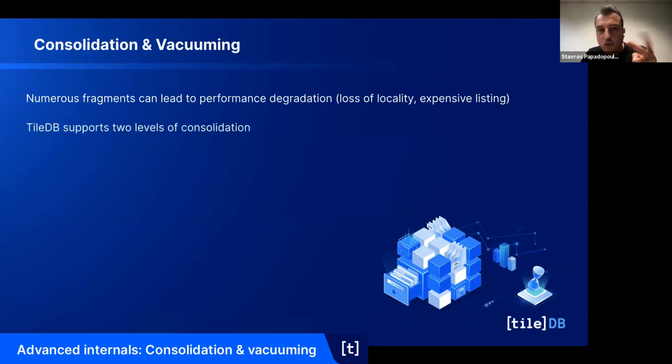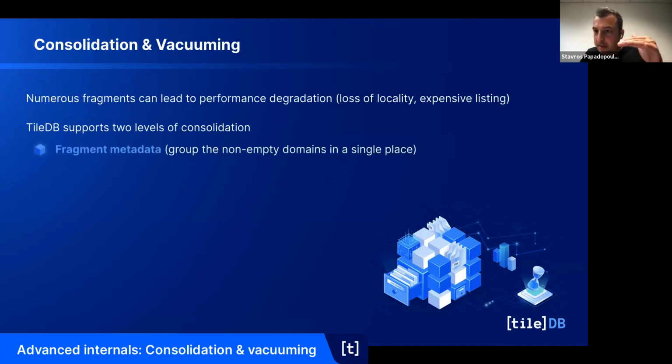So TileDB supports two levels of consolidation. The first is the fragment metadata, and I'll tell you why. And the second is the fragments. So the fragments are straightforward. You're just merging fragments together in the hope to vacuum the consolidated ones and come up with fewer. But the fragment metadata is a much cheaper approach for consolidation, which just consolidates very small information for all the fragments in one file. And you can locate, for example, the non-empty domains. So one level of indexing gathered in a single file so that you ignore fragments very, very quickly. So this is quite powerful and very cheap to do.